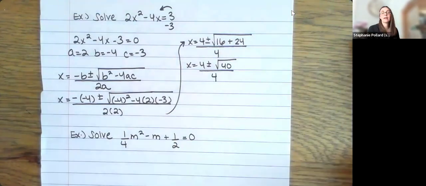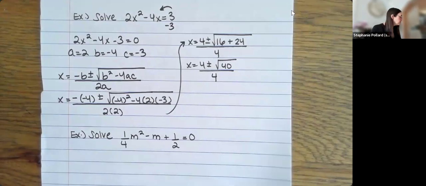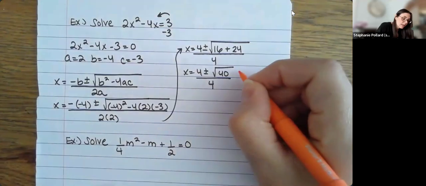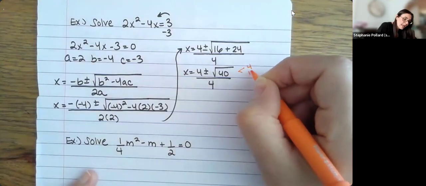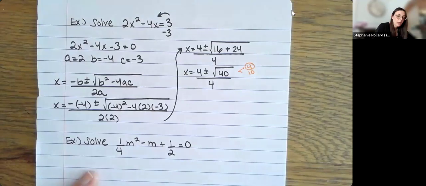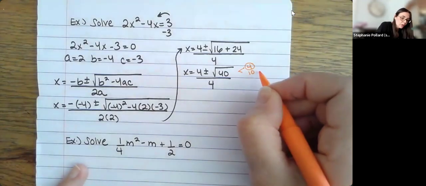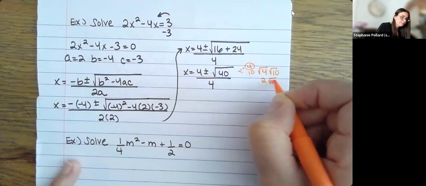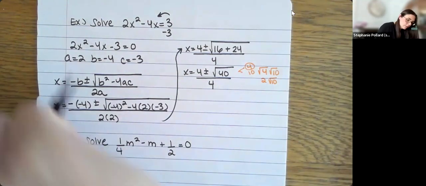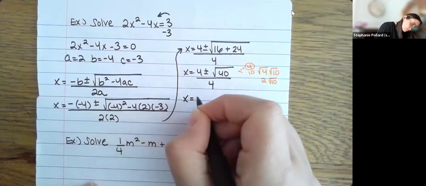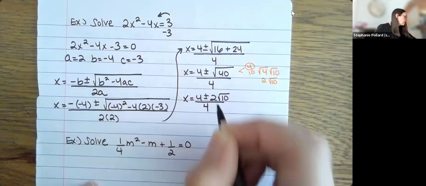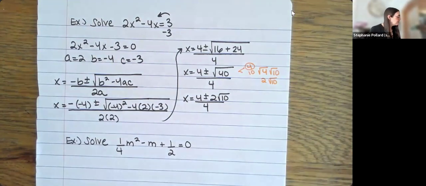And now 40 is not a perfect square here, but I can definitely do more work with it. So 40 is the same thing as 4 times 10, right? And 4 is a perfect square. So I can break root 40 down into root 4 times root 10, or 2 root 10. Okay. Now I am going to go ahead and simplify this a little bit more here.